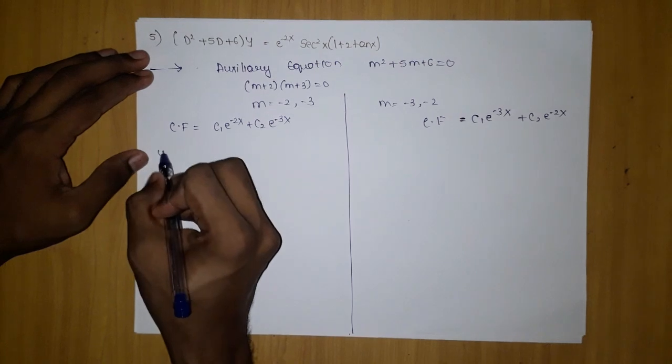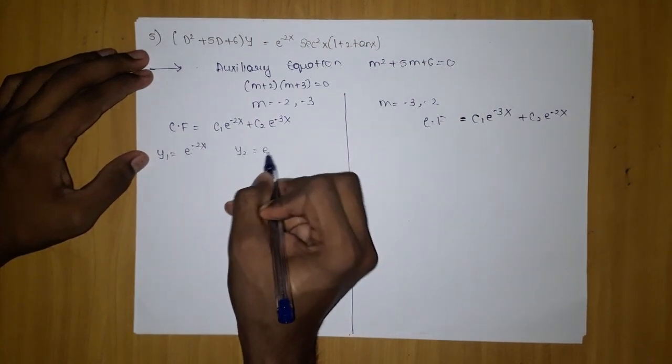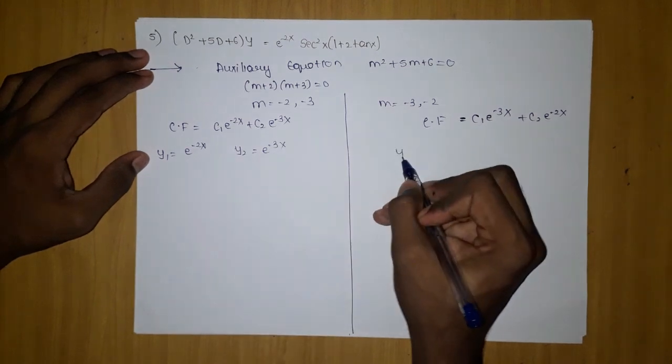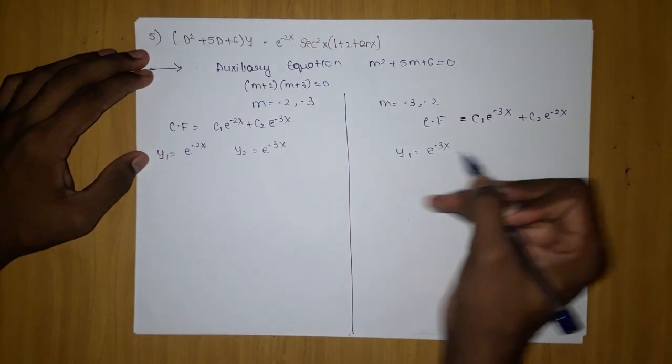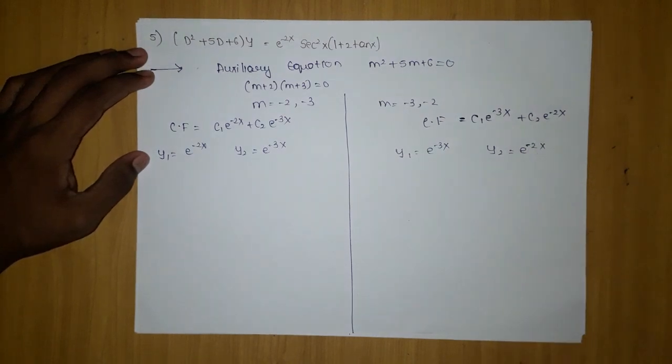We got the complementary function. We will say our y1 is e to the power minus 2x, and our y2 is e to the power minus 3x. We will say our y1 is e to the power minus 3x, and we will say our y2 will be e to the power minus 2x, right?